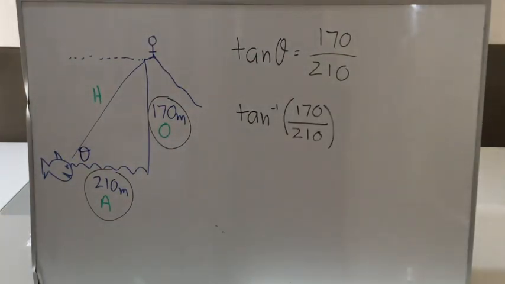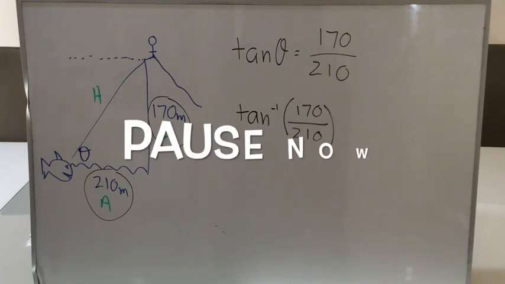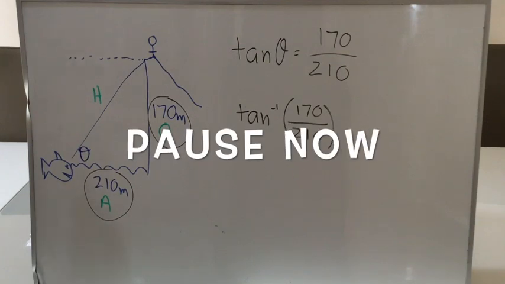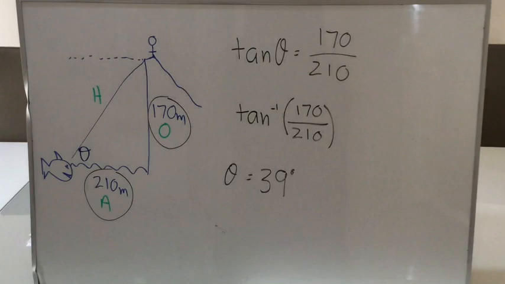Now it's up to the calculator, type it in. Let's have our answer to the nearest degree, no decimal places. 39 degrees when rounded to the nearest degree is your answer.